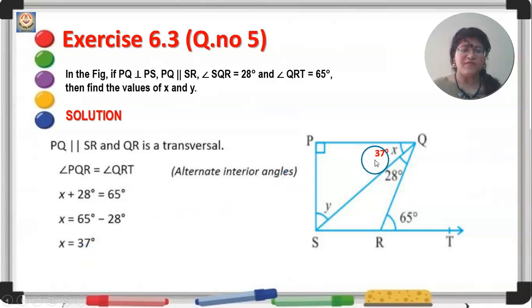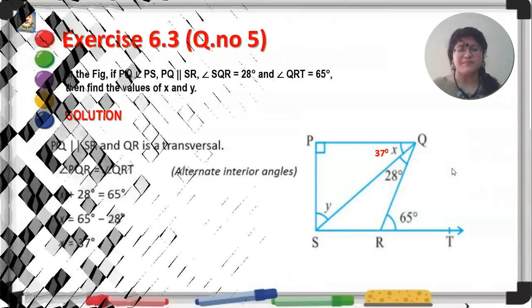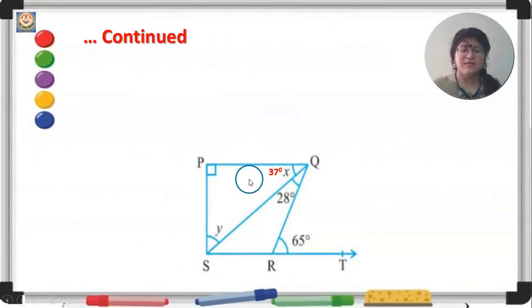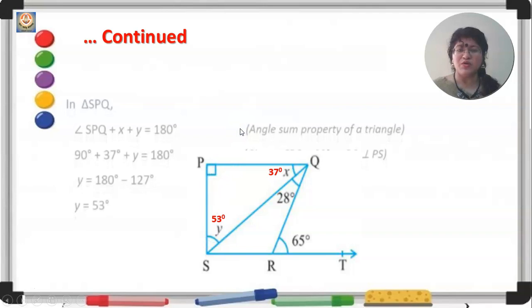Now, after having found the value of x as 37, it is not difficult to find the value of y when you consider triangle PSQ. Let us look at the solution. Same diagram, we have already found the value of x, that is 37 degree. Use angle sum property in triangle PQS, that is 90 plus 37 plus y gives you 180. Therefore, the value of y is 53 degree. So this is how the solution goes.